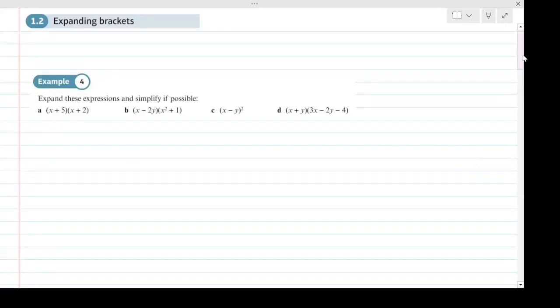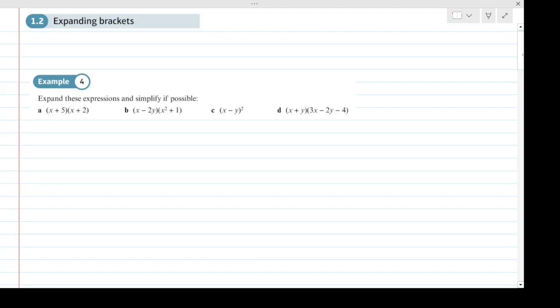Hello. So in this video, we'll be looking at the first chapter, algebraic expressions, following on from the Edexcel textbook, and we're going to look at the second section. So 1.2, expanding brackets. We're going to look at expanding expressions with brackets in, right? So we're going to look at how to multiply different algebraic terms together.